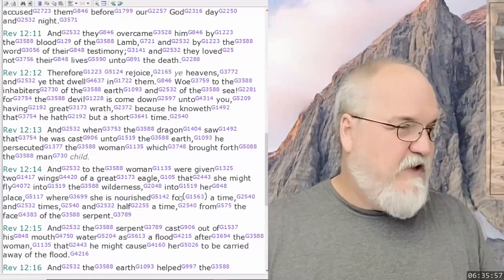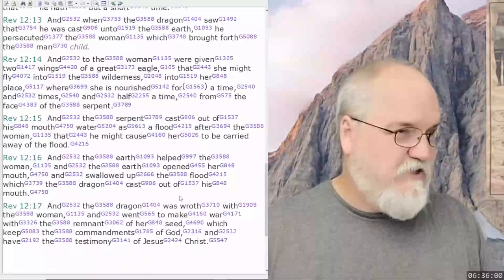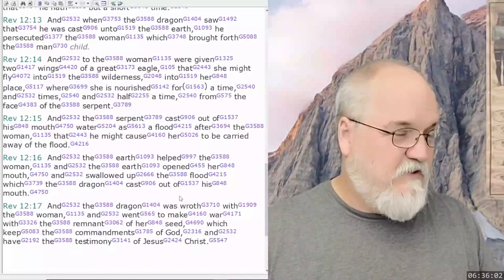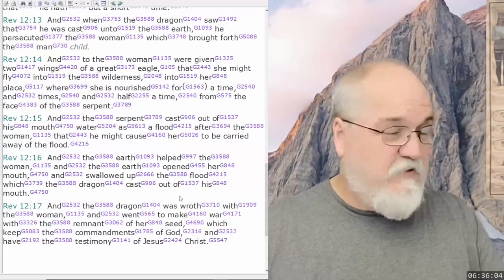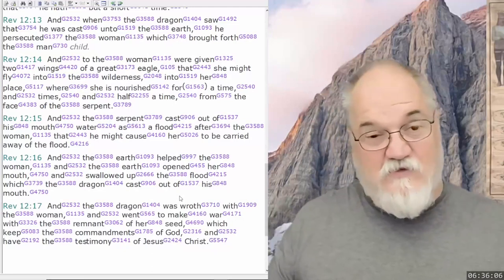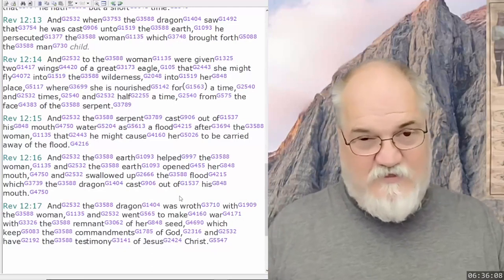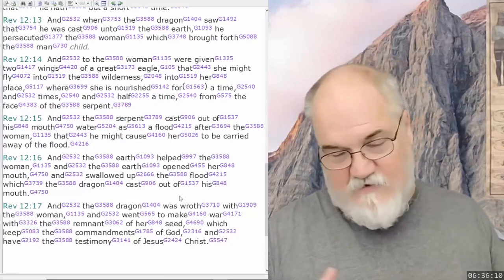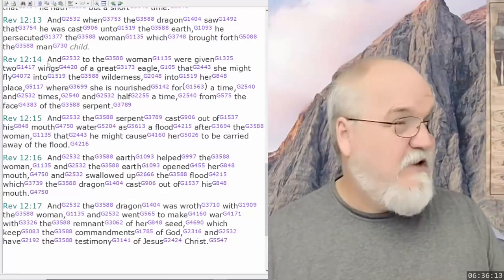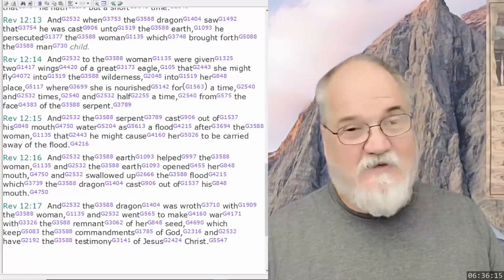We have this flood, right? This persecution that chases after the woman, the earth helping the woman. So it brings us from the time of Christ to the 1260 year period. So it brings us through all of this time. And chapter 13 is going to come to the end of that 1260.